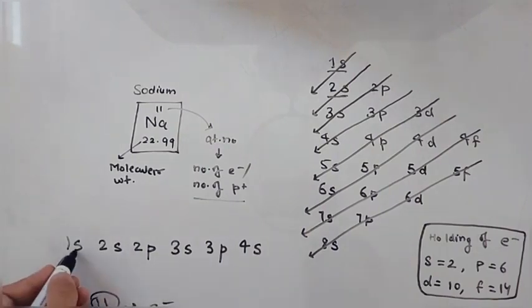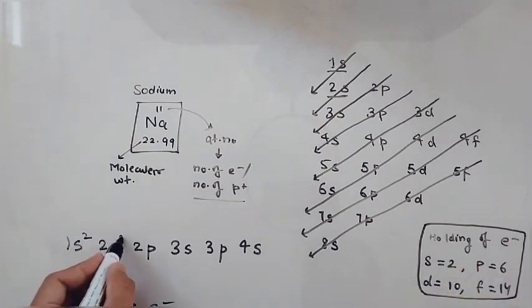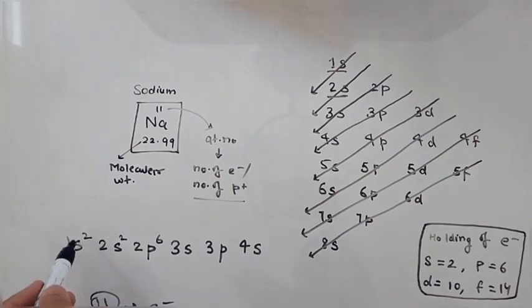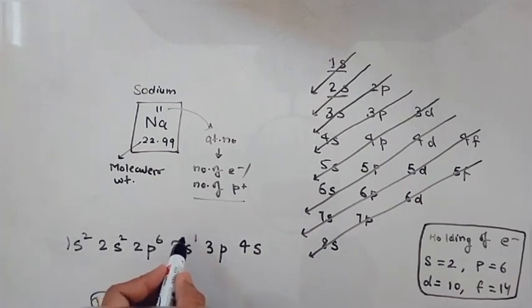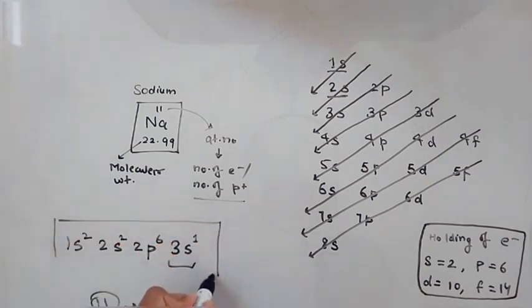For the s we have the capacity of 2, so we'll be filling 2 here, and again for the s we have capacity of 2, and for the p we have a capacity of 6. So you have to count subsequently while writing the electronic configuration. Here we have completed 10 electrons. Now we need only 1 electron, which is filled in the 3s orbital. So this is our electronic configuration for sodium: 1s2, 2s2, 2p6, 3s1.